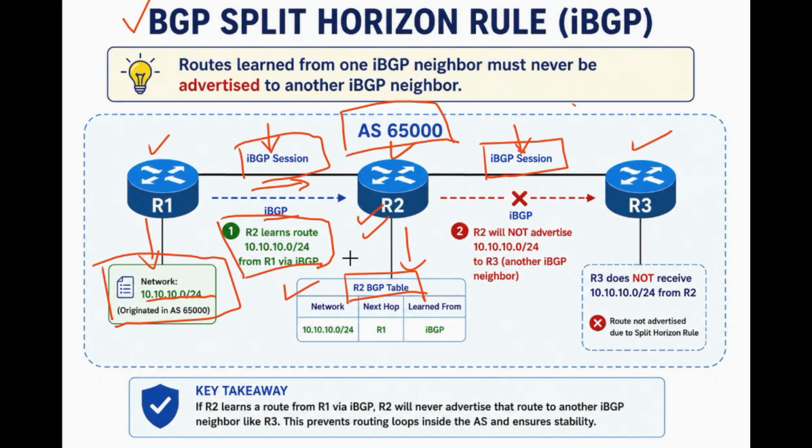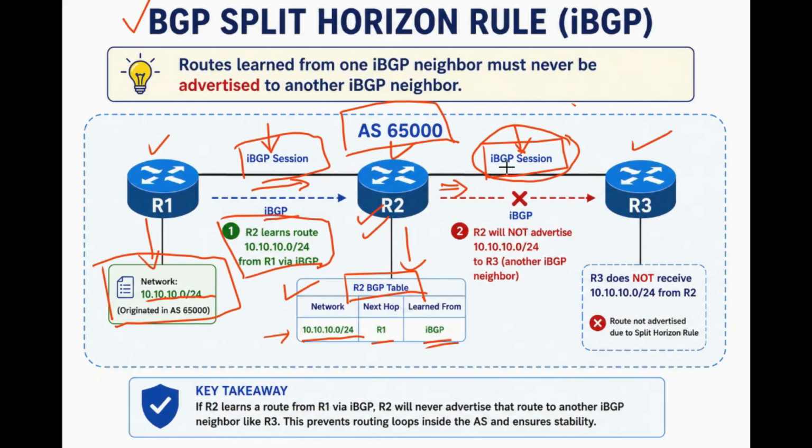The table shows network 10.10.10.0/24. The next hop is R1 and it's learned from iBGP. So far everything is normal till now. Now here comes the most important part. After learning the route from R1, R2 has another iBGP neighbor, that is R3. Normally, you would expect R2 to advertise the route to R3, but in iBGP, this does not happen.